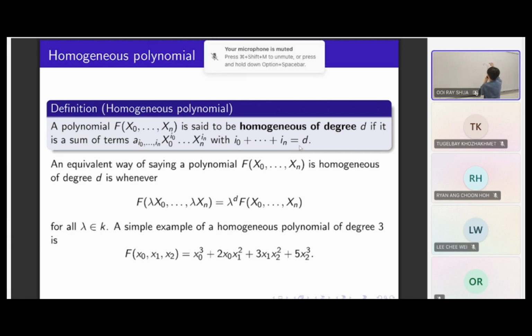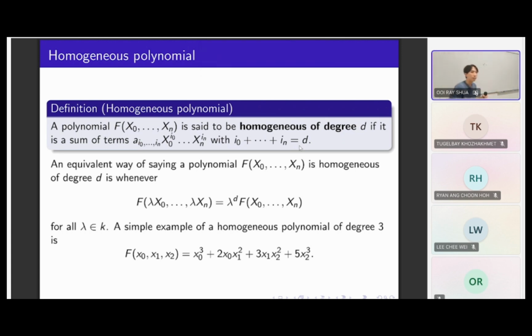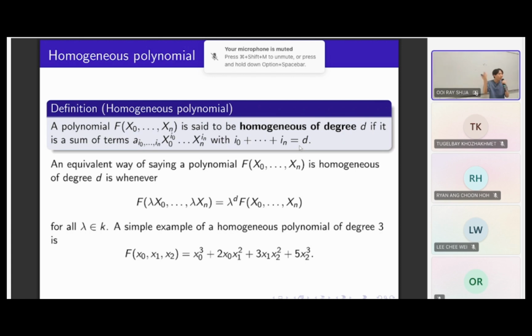A polynomial in the line picture, for example. Actually, all monomials are homogeneous. Right, all monomials are homogeneous. Yeah, for a homogeneous polynomial, of course.